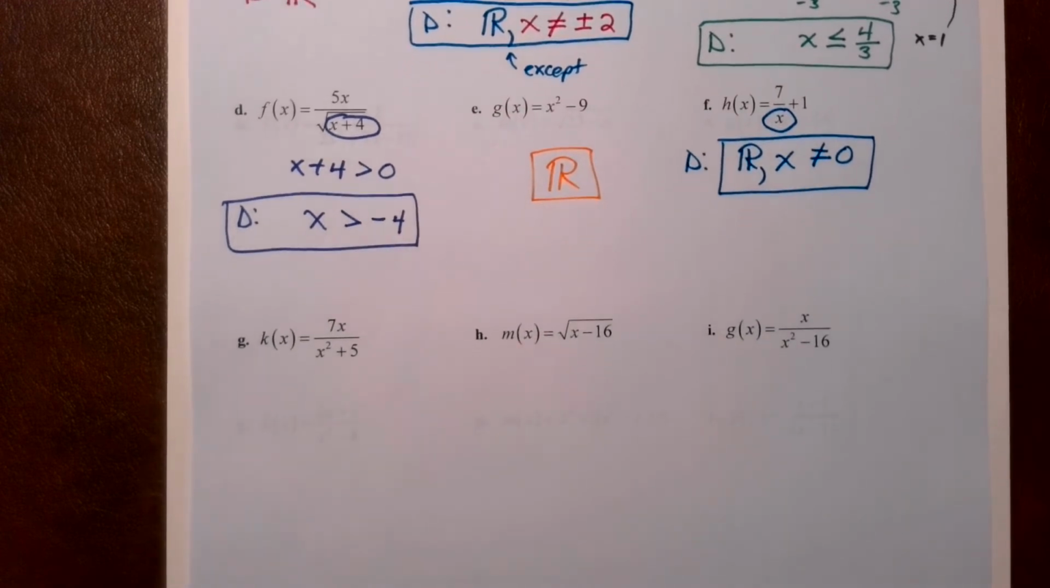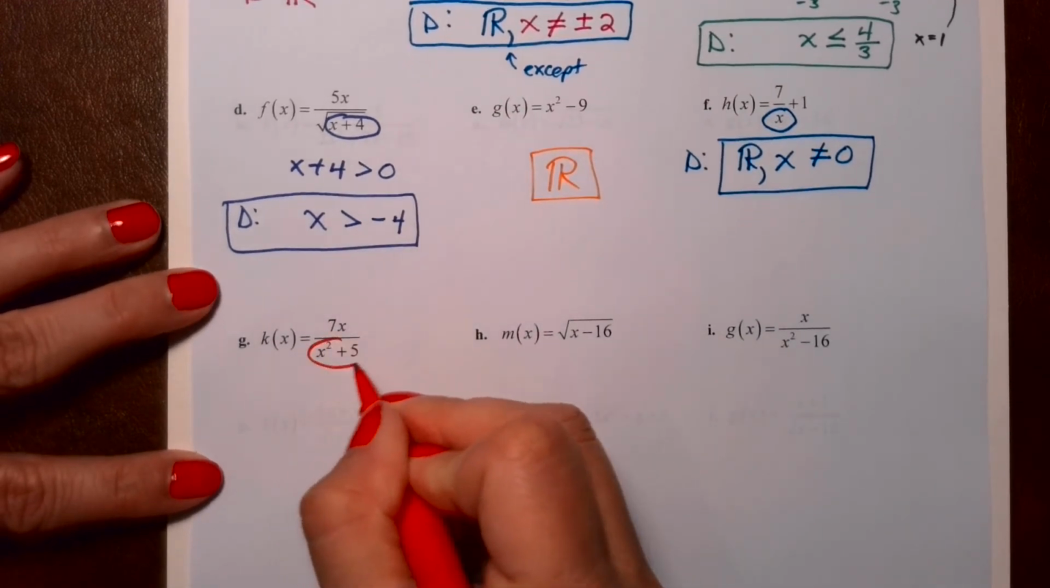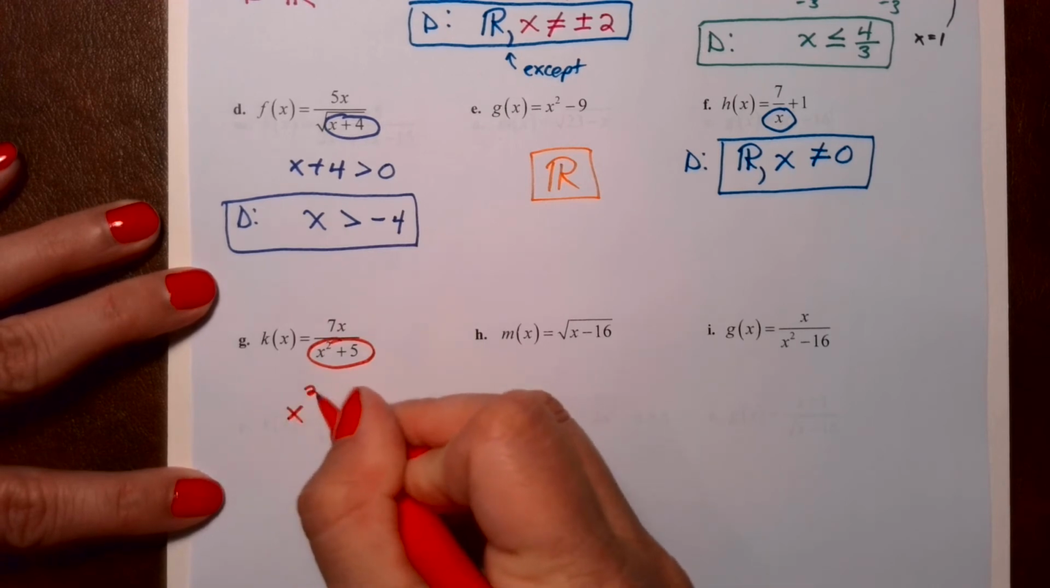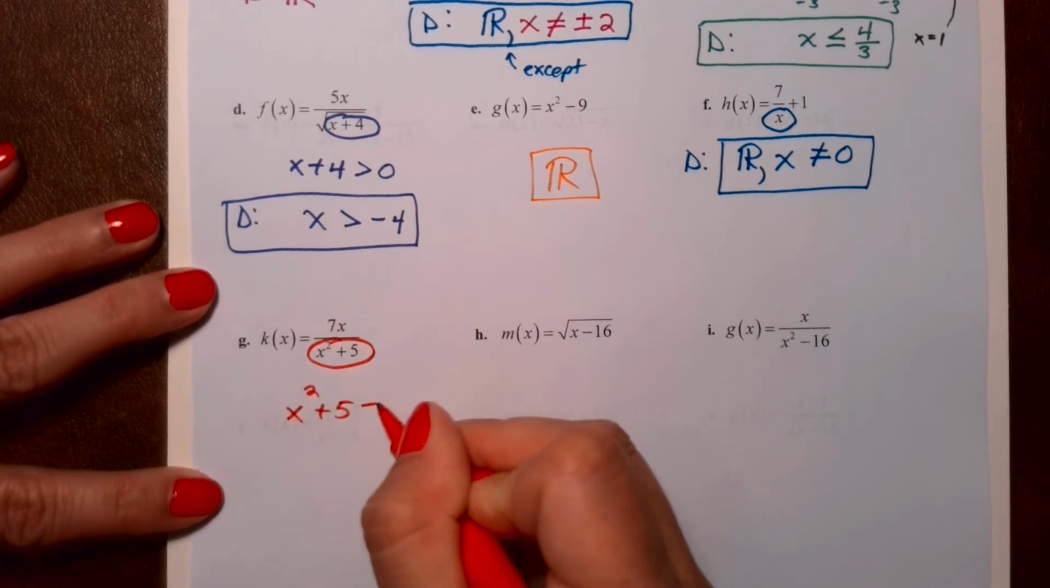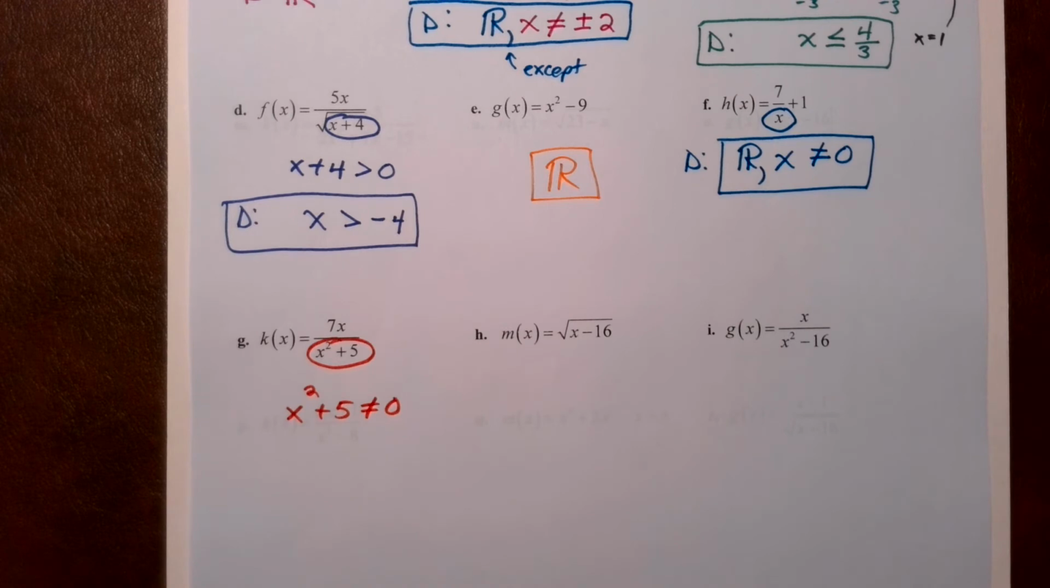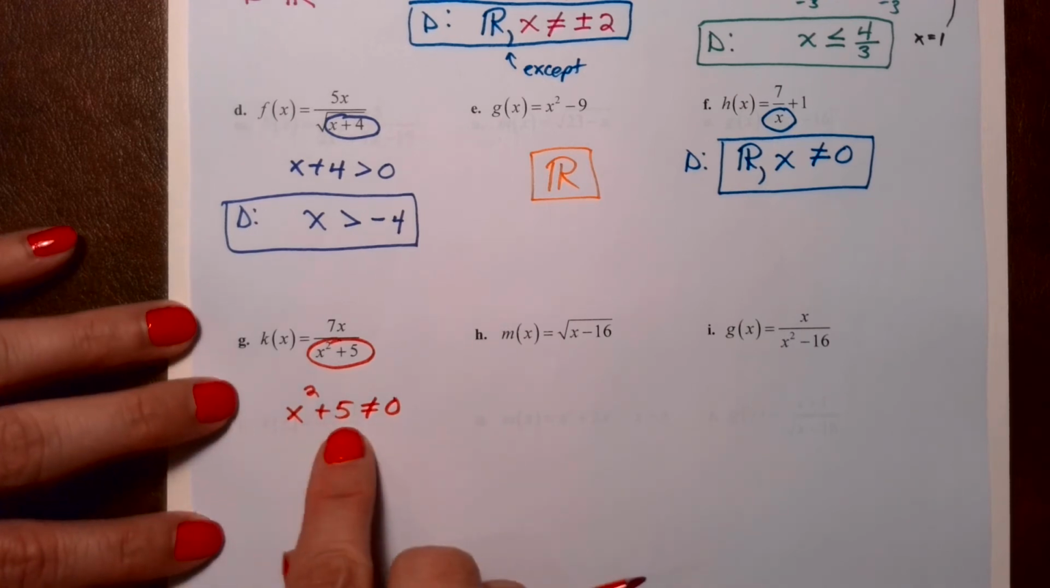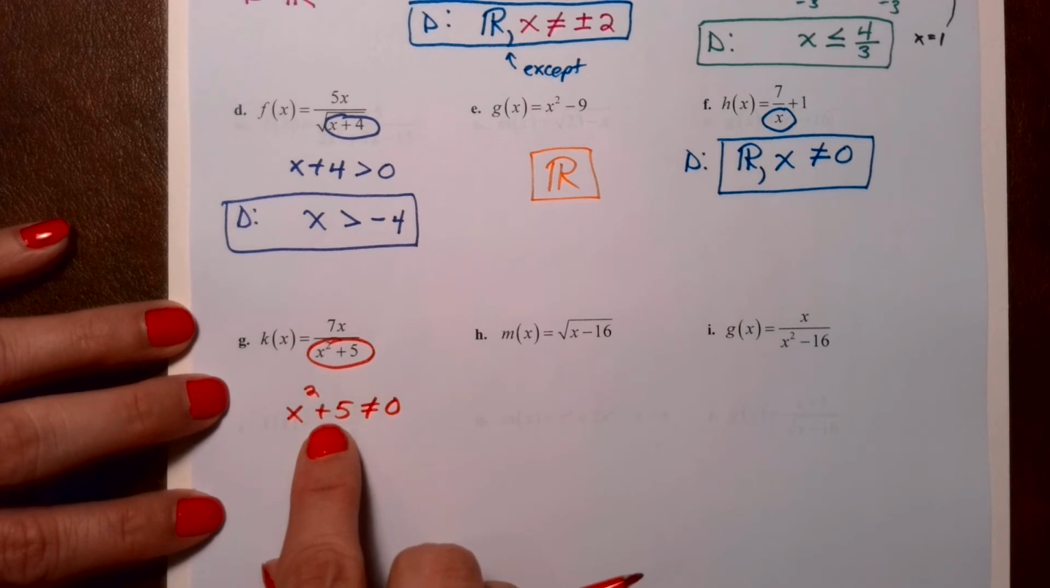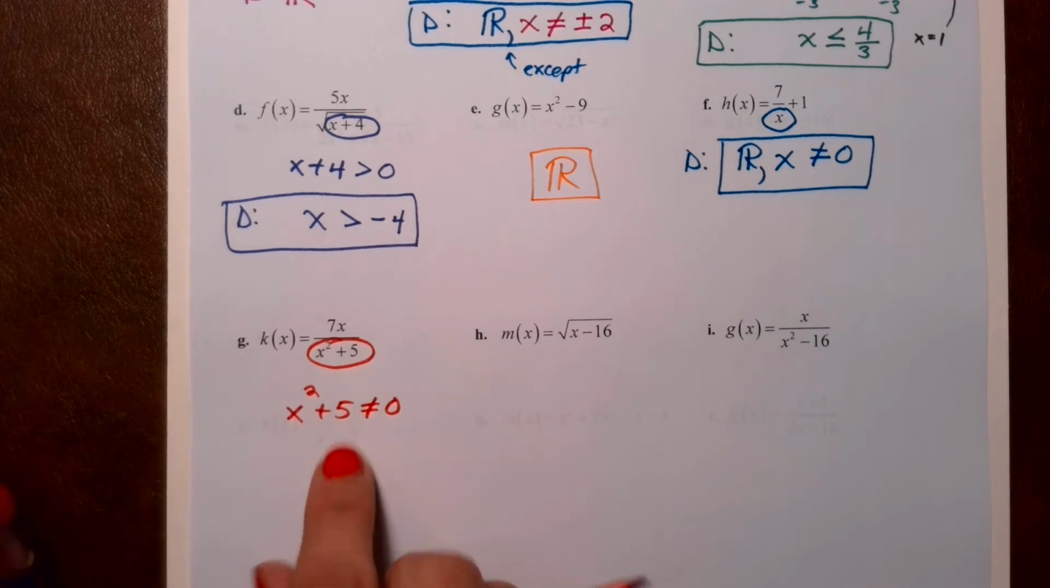Letter G. I see a denominator. The denominator cannot equal 0. Now we're going to go ahead and solve this. Can you factor a sum of squares? Nope, it does not factor.